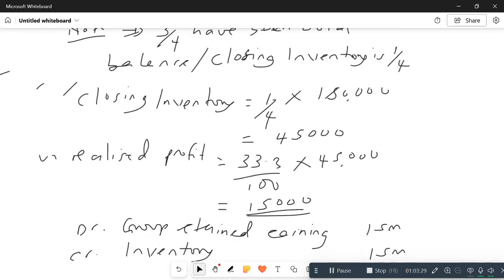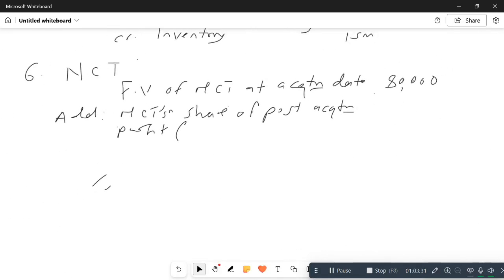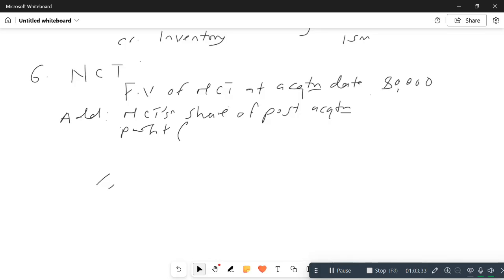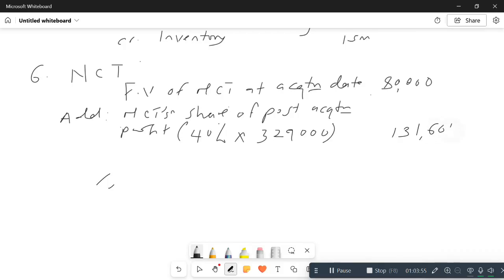329. It is 40% times 329,000. When you calculate, you can get 131,600. Good.